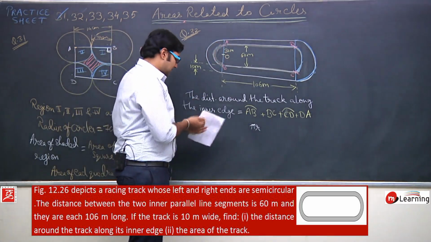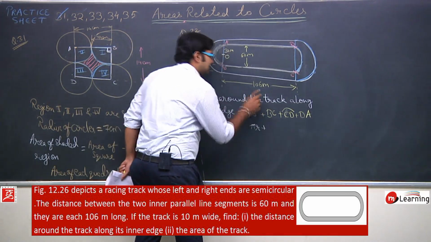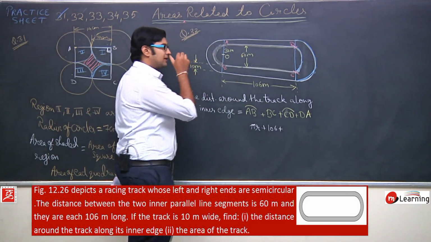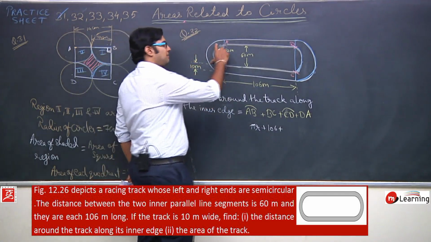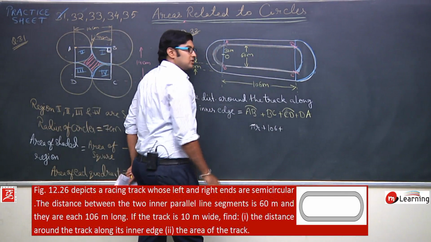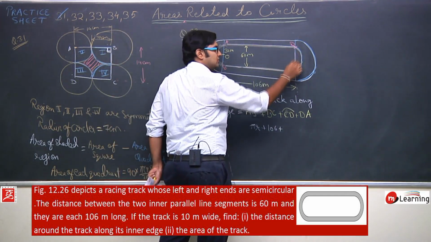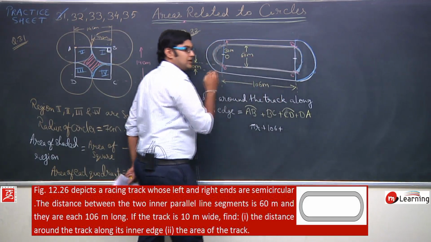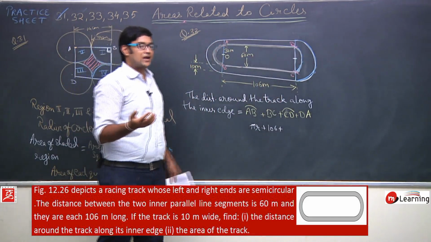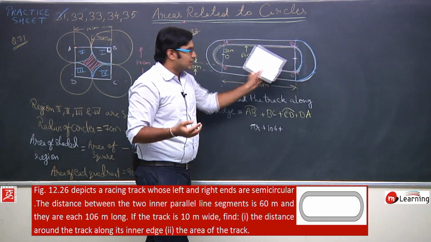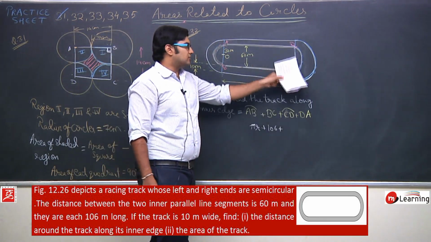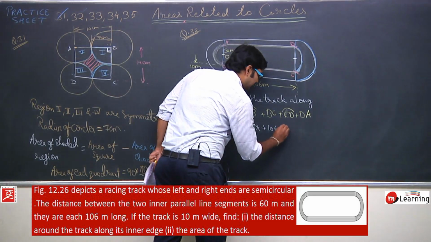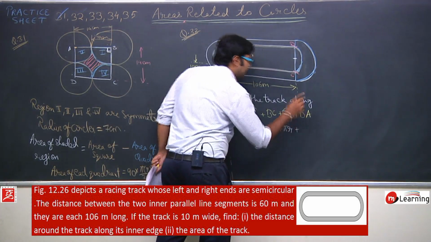Then plus, what is BC? BC is 106 meters. Now similarly, what is CD? You can see AB and CD are both similar arcs. So the diameter CD is also 60 meters. The radius of this track will also be equal to 30 meters. So the length of this arc CD will be pi times r, plus DA.